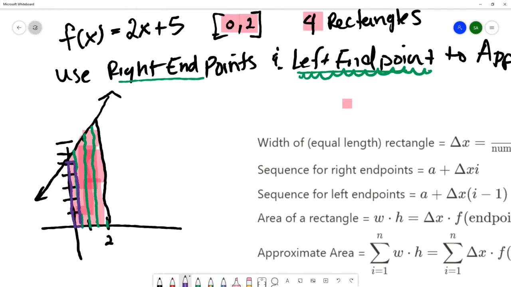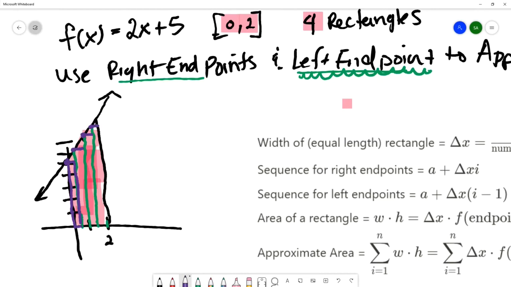So when we say we're going to use left endpoints, what that means is that you use the left endpoint to find the height of that rectangle. So if I use the left endpoint here, I have a height that's a little bit less than the actual curve, and the left endpoint here, the left endpoint here.